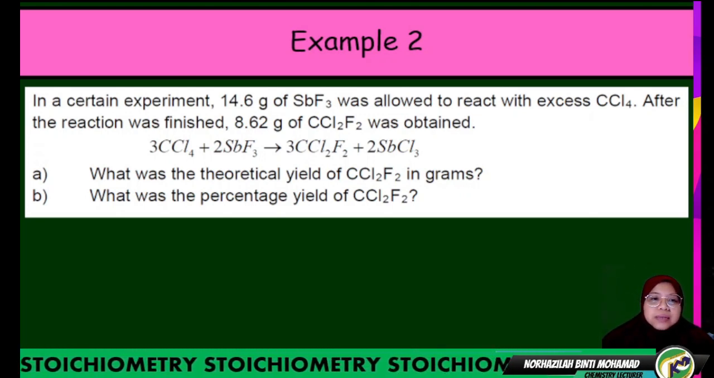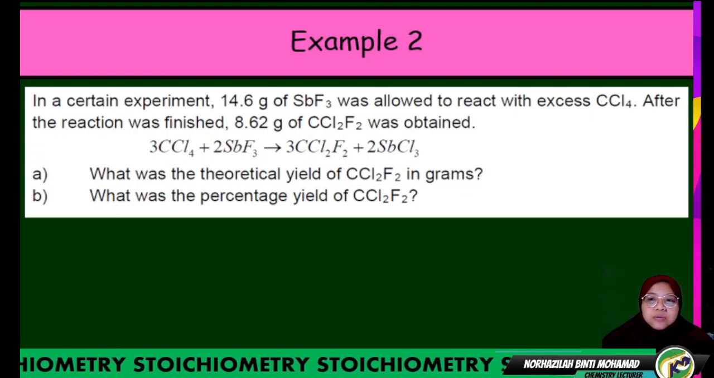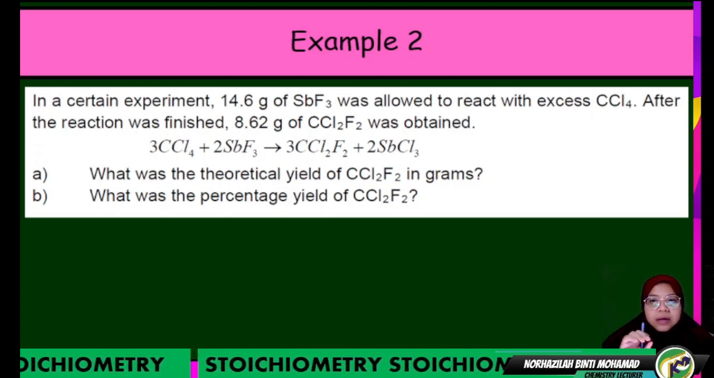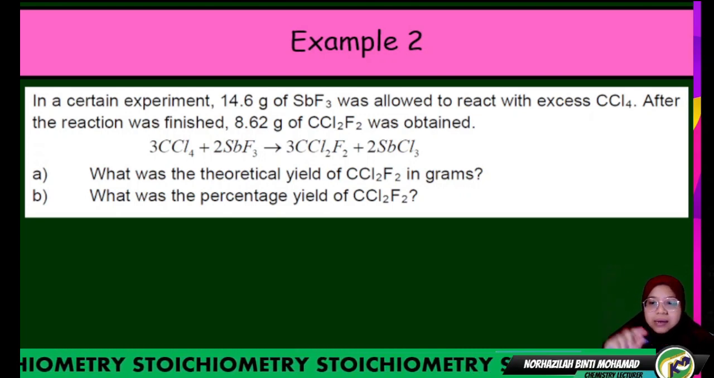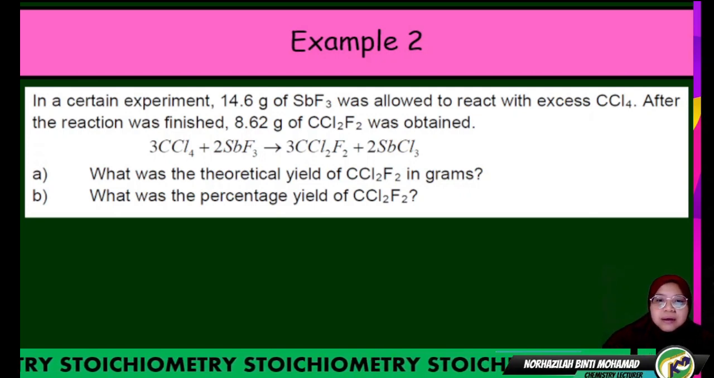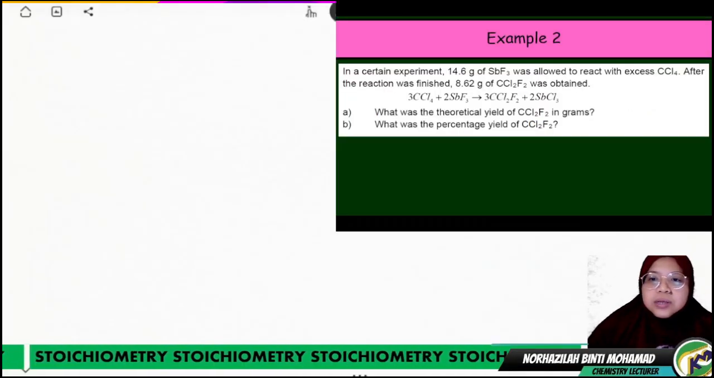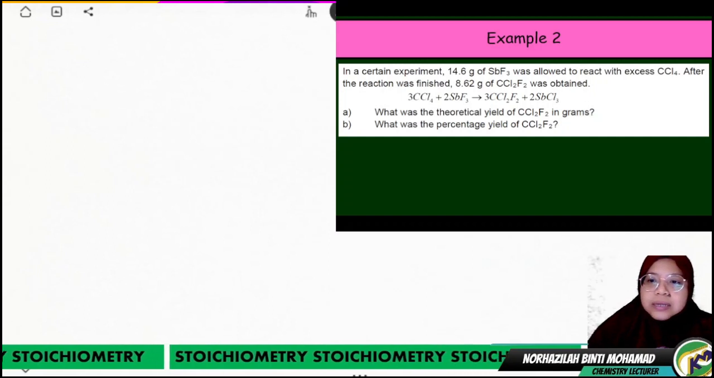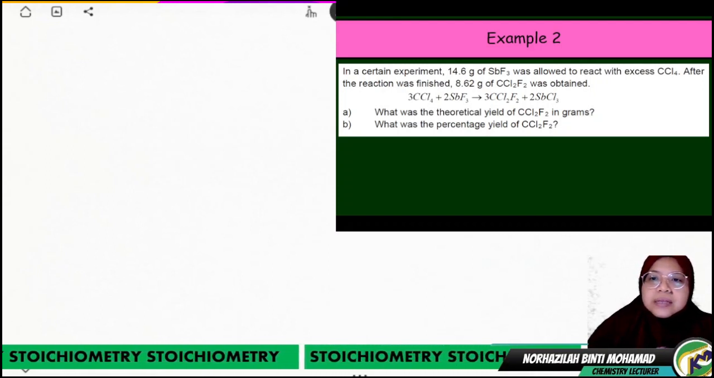So A, what was the theoretical yield of CCl2F2 in grams? And B, what was the percentage yield of CCl2F2? So we need to check the balanced equation first. So this is the balanced equation. So we may proceed with the calculation. So first, what was the theoretical yield of CCl2F2 in grams? Theoretically, it is the amount of product that we can calculate, so we will use the mass of antimony fluoride to get the mass of CCl2F2 in gram.